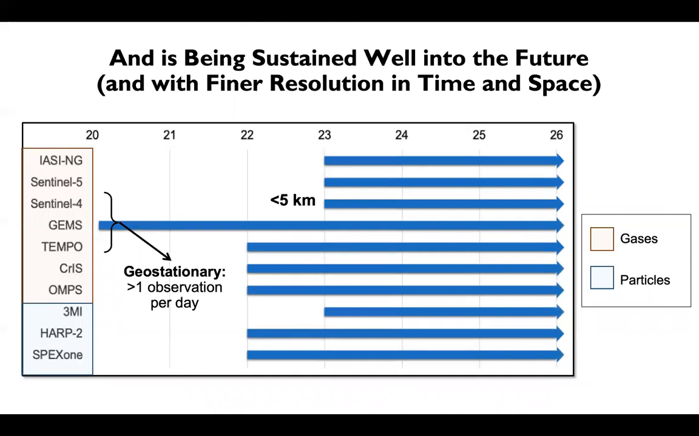What's also exciting is that it's being sustained well into the future. And we're going to finer and finer resolutions in terms of time and space as well with the next generation instruments. What's exciting is that we have geostationary instruments that are being launched. So these provide us with more than one observation per day. Traditionally, we have LEO, or low Earth orbit instruments that only pass overhead once per day. We're also going down to finer resolution. We started with GOME, which was hundreds of kilometers in spatial resolution, and now we're going to less than 5 kilometers. So we're starting to see finer spatial scales from space.